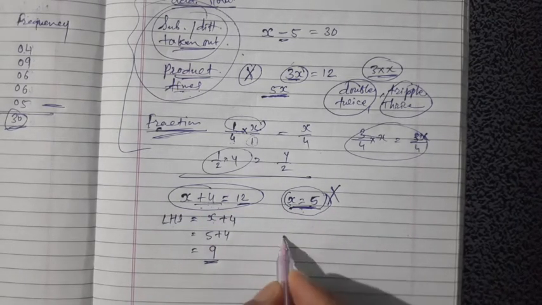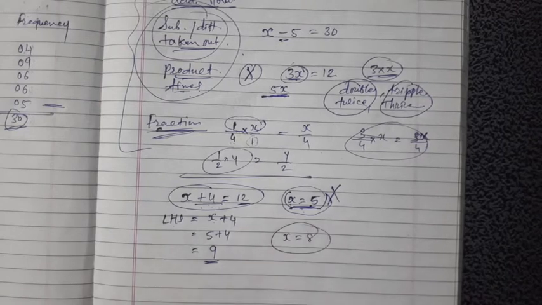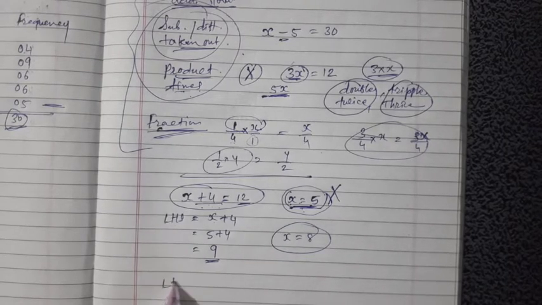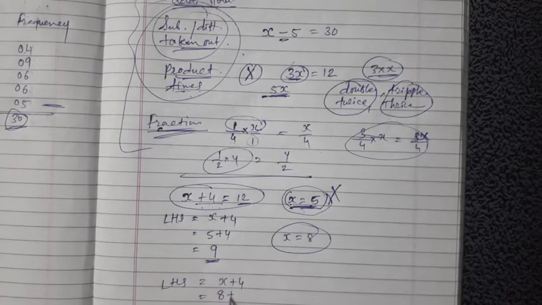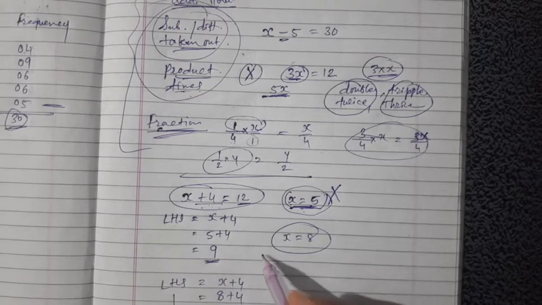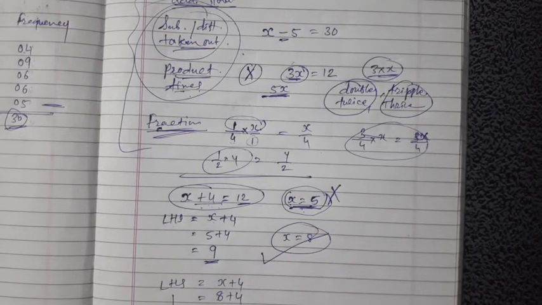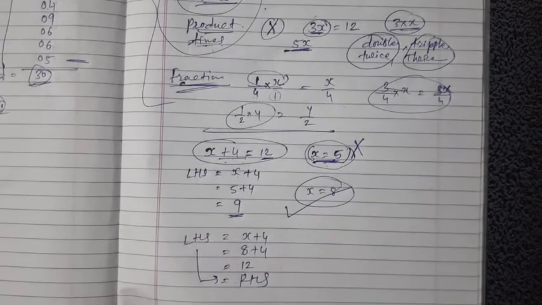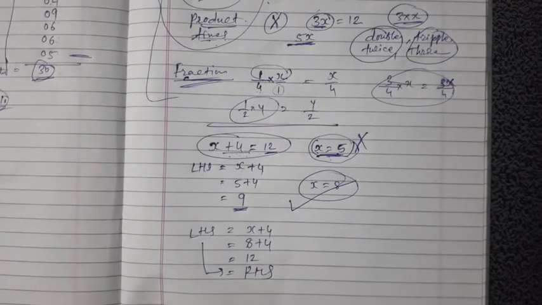Okay, now suppose x equal to 8 is given. That time LHS equal to x plus 4, means 8 plus 4, x equal to 8. Write down here, that is 12. 12 is the right hand side. So the left hand side and right side both are equal, means x equal to 8 is a solution of that equation. That is a solution of the equation. x equal to 8 satisfies that equation.